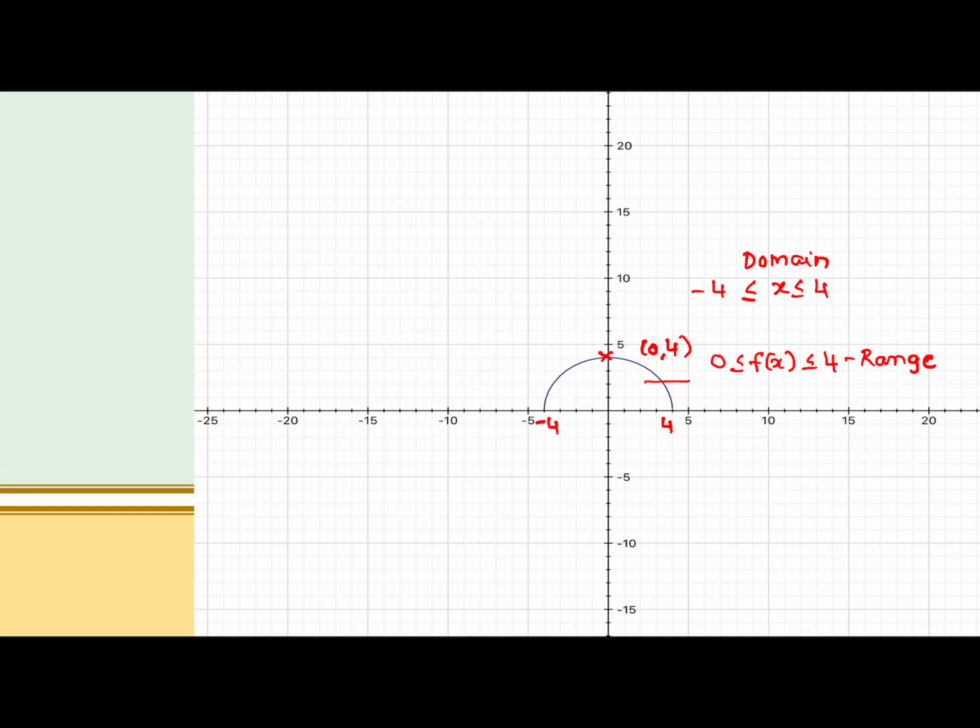Now, in this way, it is increasing. Then this portion is decreasing. Another thing we observe: whenever a function increases and decreases, you get a point of maximum value. So whenever a function increases then decreases, in between you'll get a maximum value.